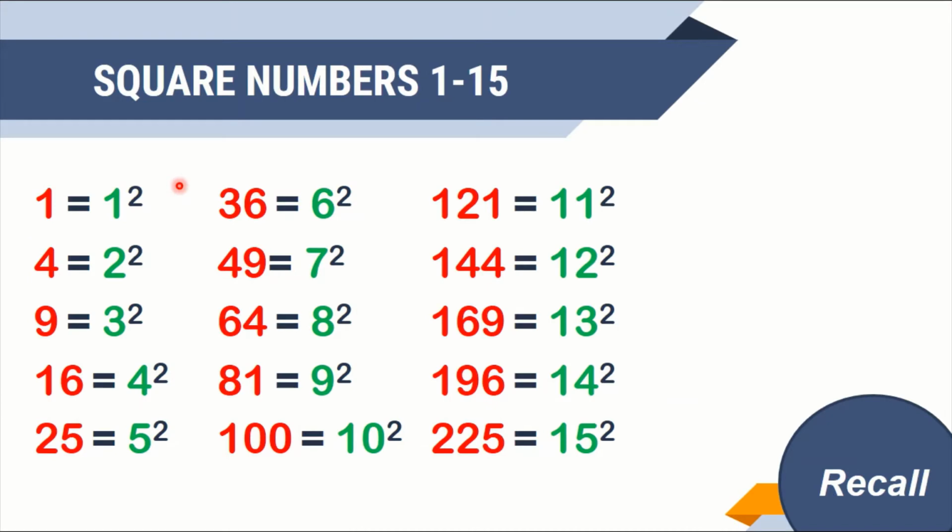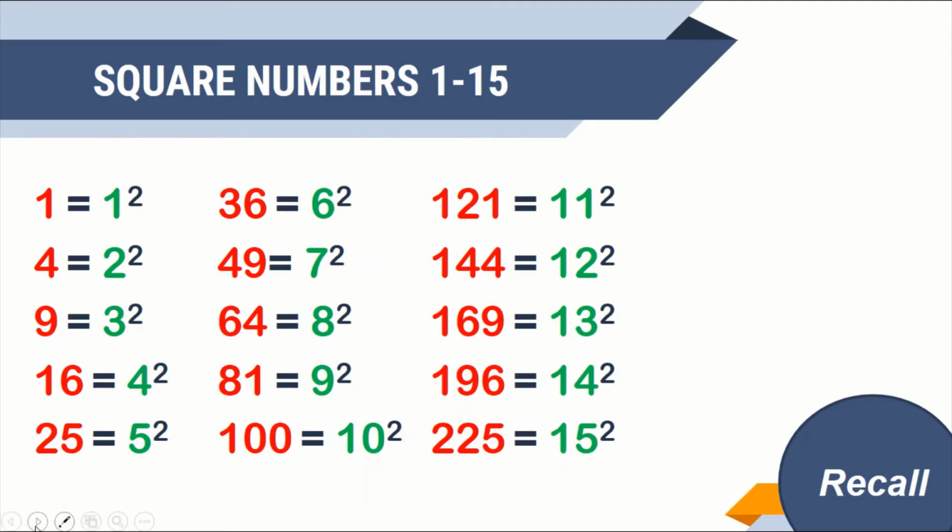So here are the square numbers from 1 to 15. We have 1, which is a square number of 1. We have also 4, a square number of 2. 9, 16, 25, 36, 49, 64, 81, 100, 121, 144, 169, 196, and 225, which is a square number of 15. And there are many square numbers existing.